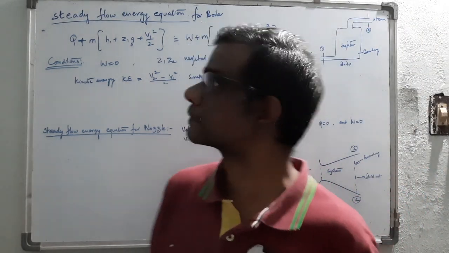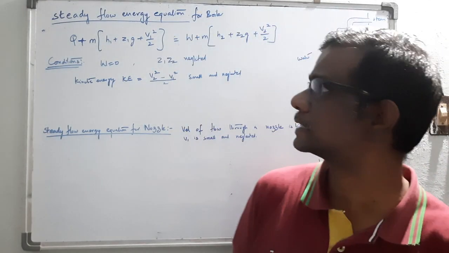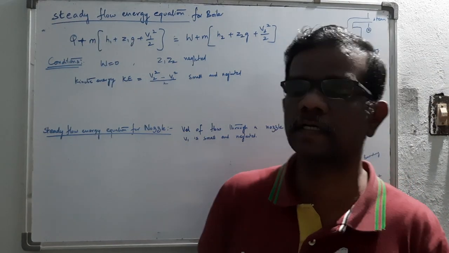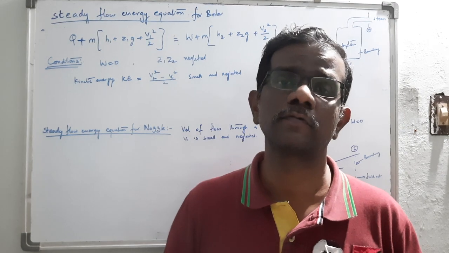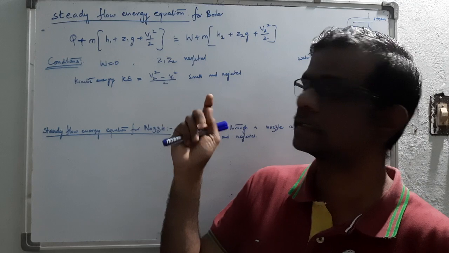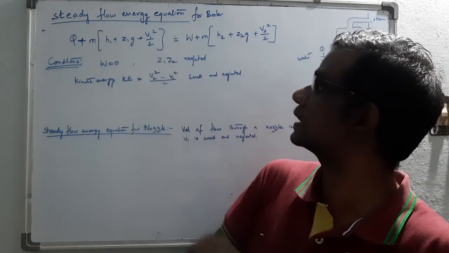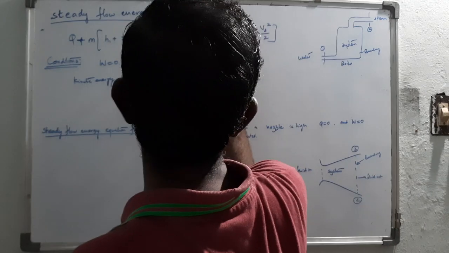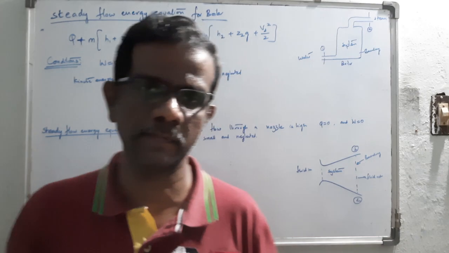Good evening, friends. In the previous class, we saw how to derive the steady flow energy equation for flow processes, or open system processes. Based on that steady flow energy equation, here we are going to apply it for the boiler, for the nozzle, for the turbine, for the compressor.